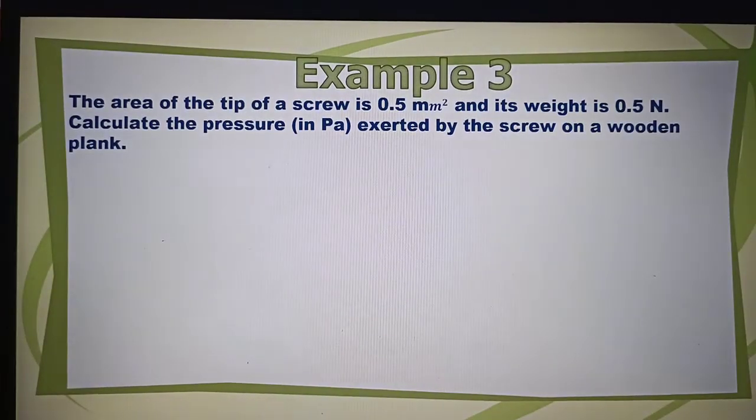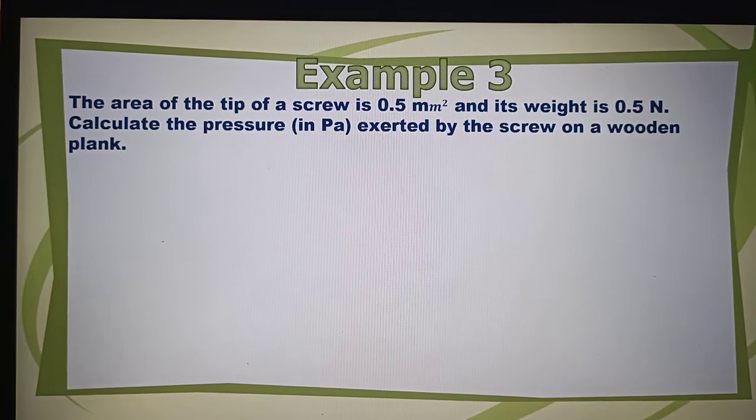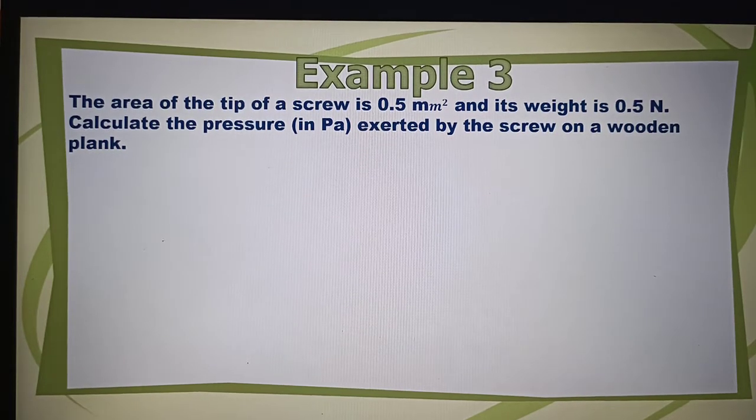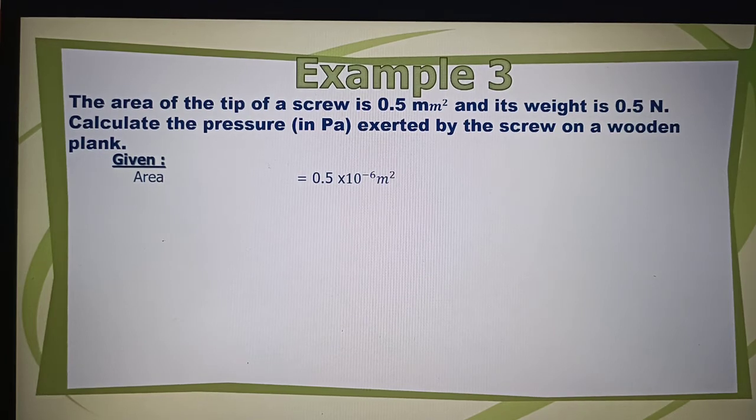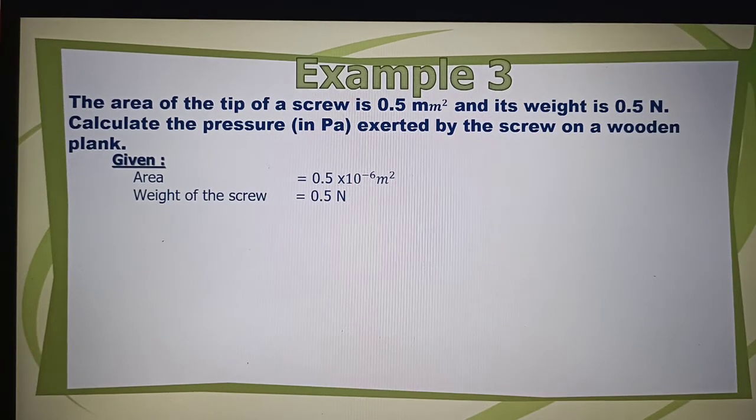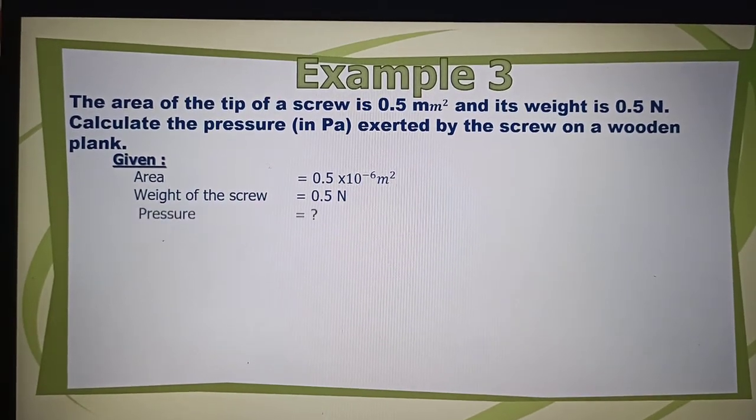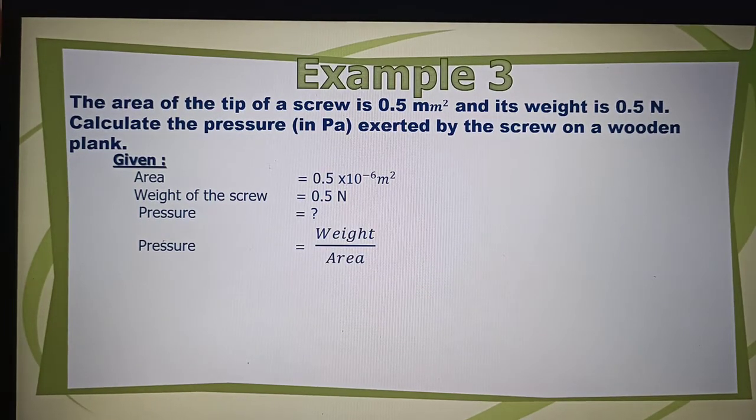Next, example number 3. The area of the tip of a screw is 0.5 millimeter square and its weight is 0.5 N. Calculate the pressure, that is in Pa, that is Pascal, exerted by the screw on a wooden plank. Given area is equal to 0.5 into 10 raised to minus 6 meter square. Weight of the screw is equal to 0.5 N. Here we have to find the pressure. So the formula for the pressure is weight upon area.